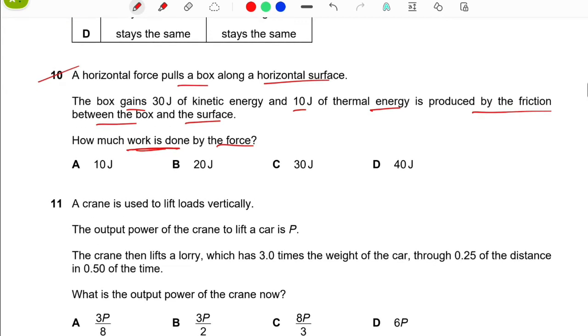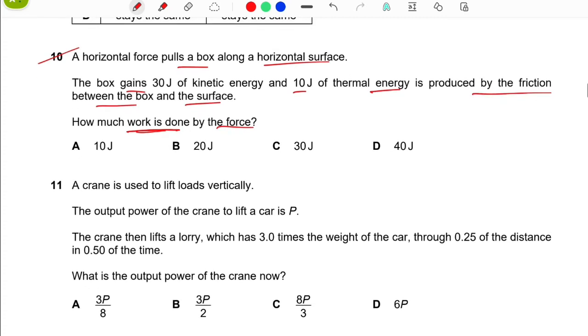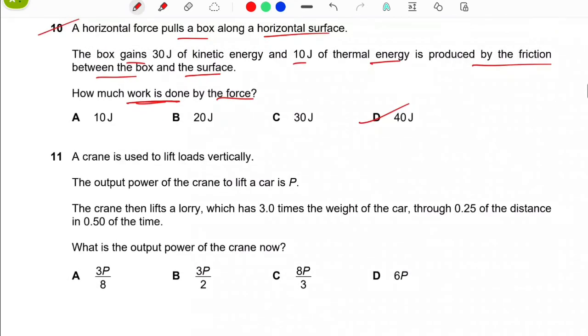So now we have to find the work done, and we know that the unit of work done is joules, and here both the kinetic energy and thermal energy are in joules. So we just simply have to add kinetic energy and thermal energy to get the work done. So it's just simple addition which we have learnt in first grade. So the answer is 40 joules. I hope you guys are able to understand.